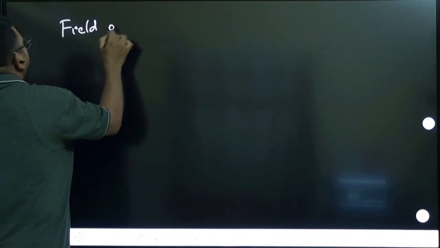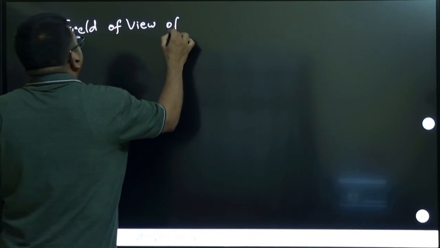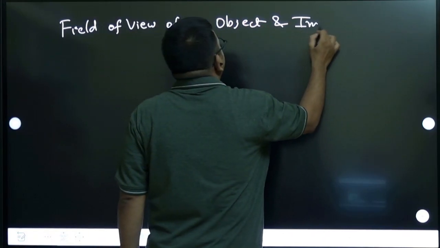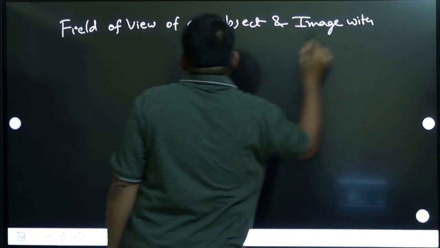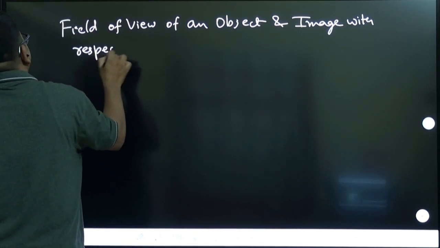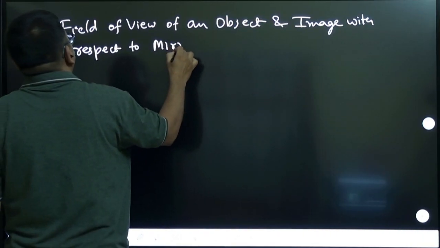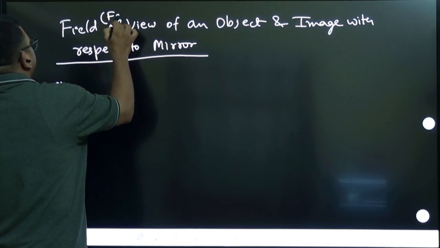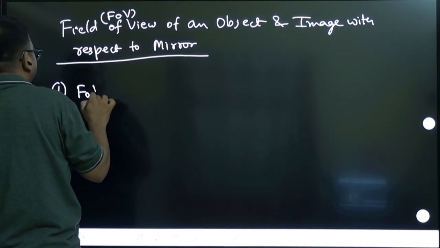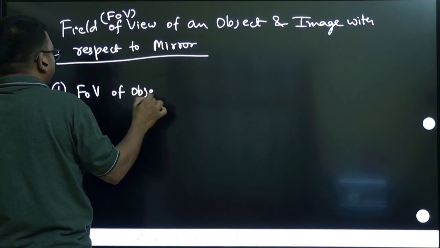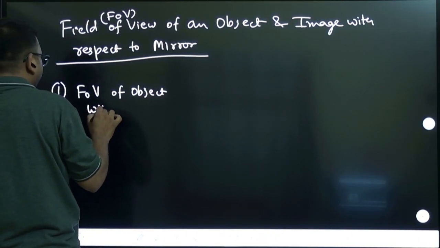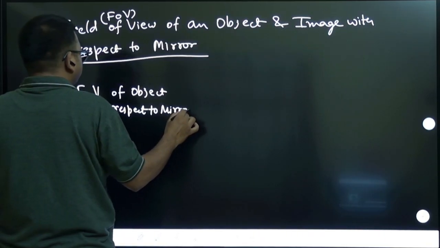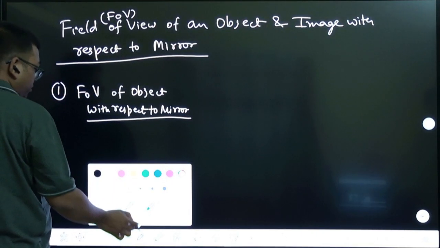Field of view of an object and image with respect to a mirror. I will write field of view as FOV. Let us first discuss the field of view of the object with respect to the mirror. Then we will discuss the image with respect to the mirror.